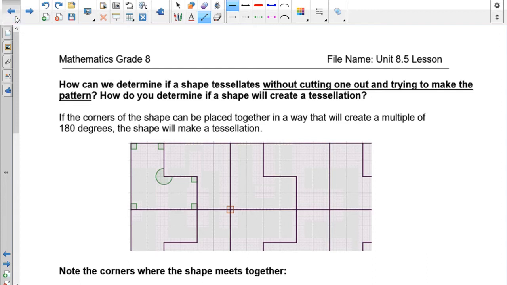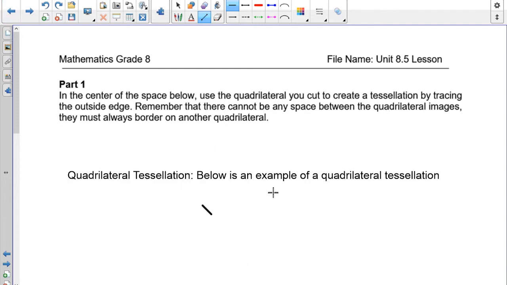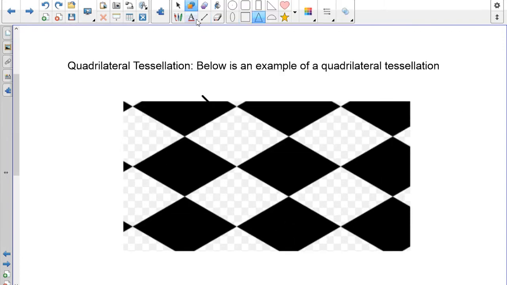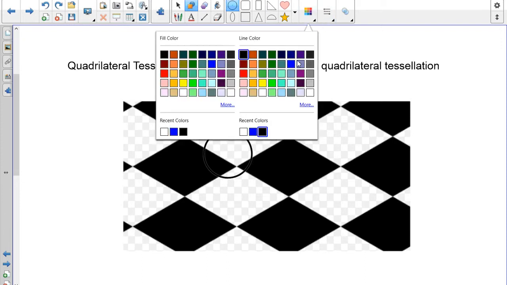All right. Now what that means is, if I go back to my quadrilateral, all right, if I look right here at this part right there, okay, maybe I'll change the color.